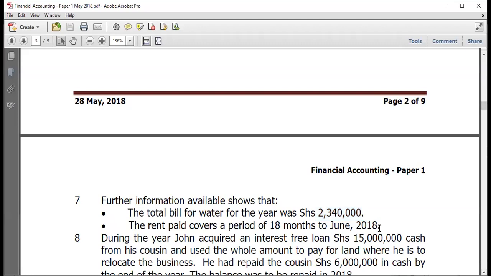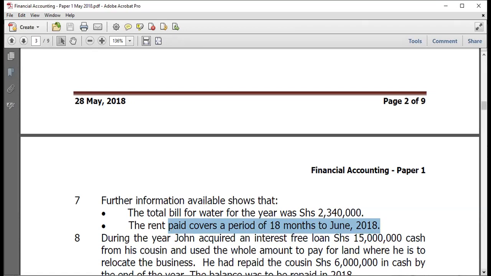So the same thing also happens. Okay, they are telling us here that the rent paid covers a period of 18 months. So we're also going to tackle this separately, okay? But this does not affect our cash book. Remember the cash book records cash and bank, no matter how long you've paid for, either you've paid for 2 months or 18 months, we shall definitely record the amount you've paid, okay? That is our cash.